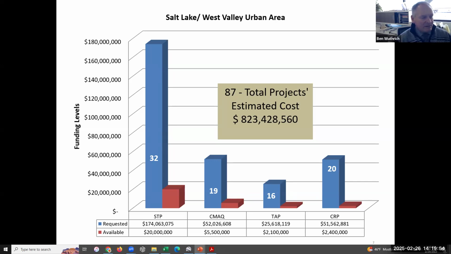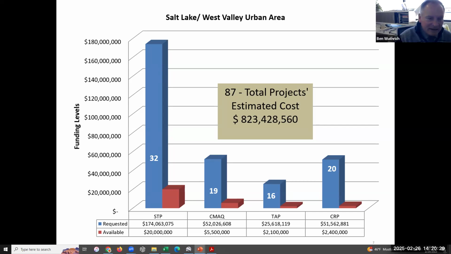In the TAP or Transportation Alternative Program, there were 16 requests, requesting more than $25 million. And in the Carbon Reduction Program, there were 20 requests, totaling more than $51 million, where we have an available 2.4. So you can see there's a significant ask, there's a significant need, and so hence the responsibility of the Technical Advisory Committee is to try to identify the projects where we'll get the biggest bang for the buck.